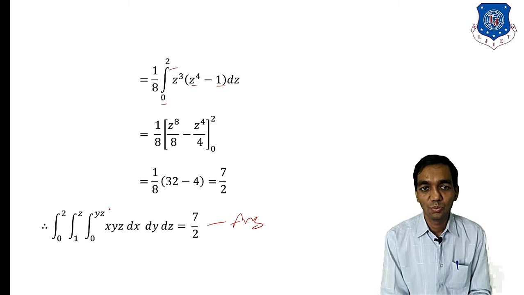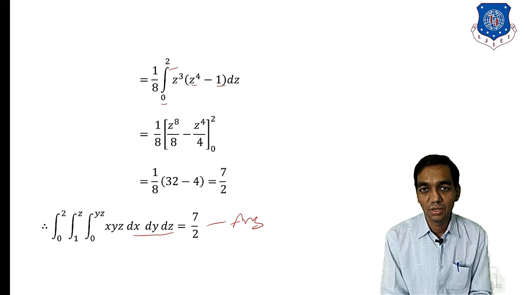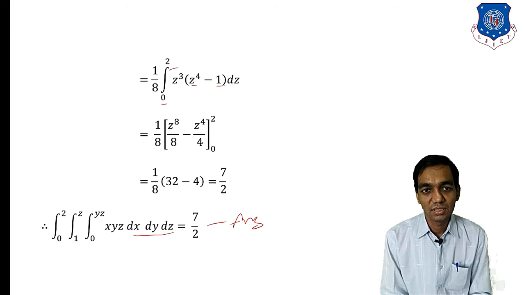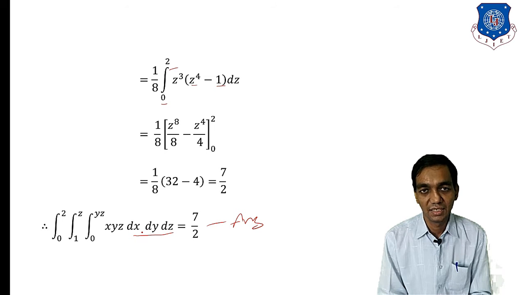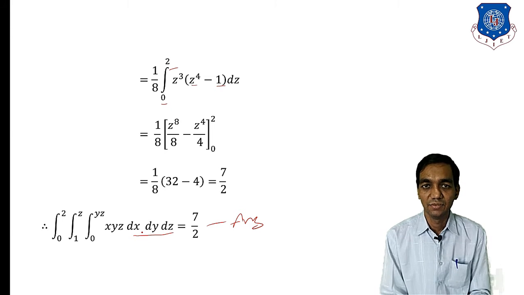Please remember, you have to do the integration according to the limits. Here the order is already maintained. In the case where you have all constant limits, then you have to check the integration with respect to dx, dy, dz or dy, dz, dx or dz, dy, dx. According to that you have to integrate, which we have done in double integration.